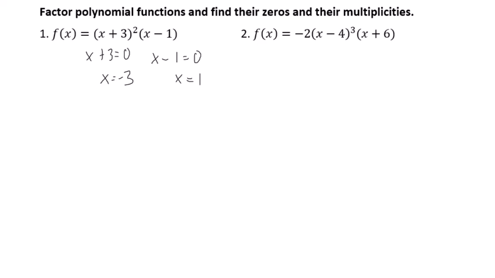We can always plug that back in. 1 minus 1, 0. 0 times anything, 0. Plug in -3. -3 plus 3 is 0. 0 squared times anything is 0.